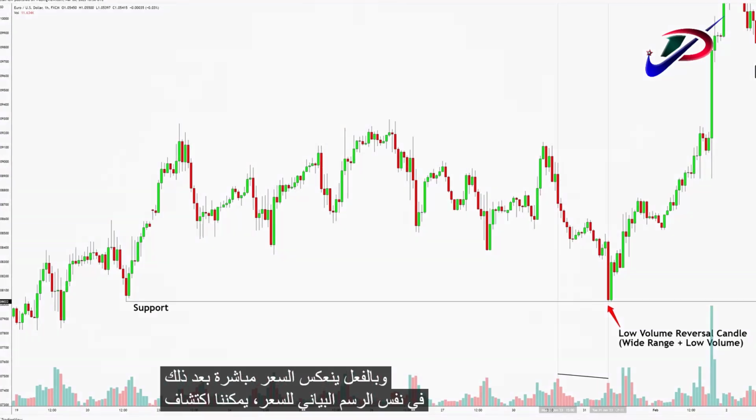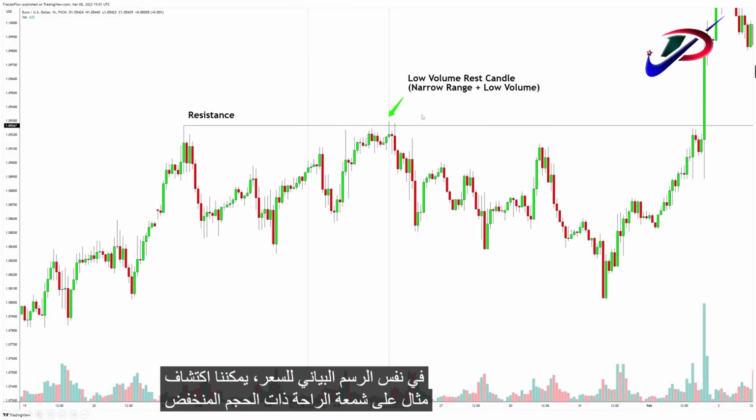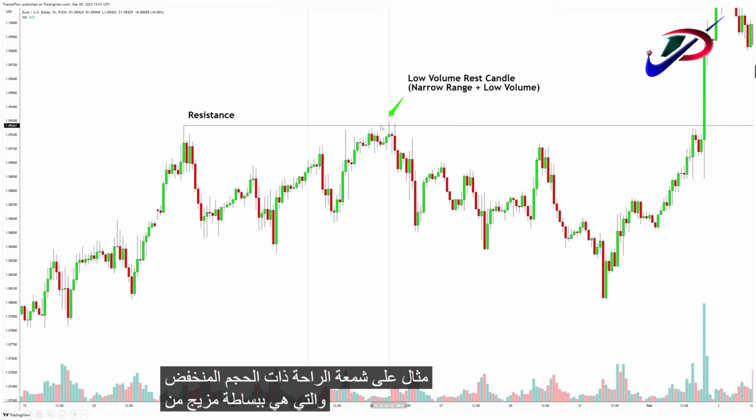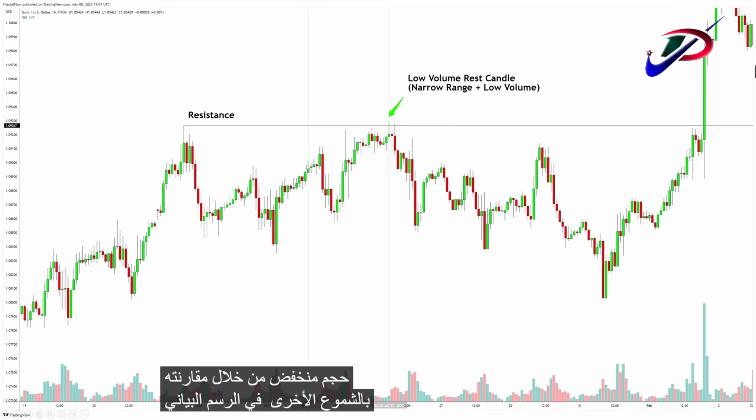In the same price chart, we can spot an example of a low volume rest candle, which is simply the combination of narrow range with low volume. We know this is a narrow range with low volume by comparing it with other candles in the chart. We have a resistance line defined by an important high in the chart.